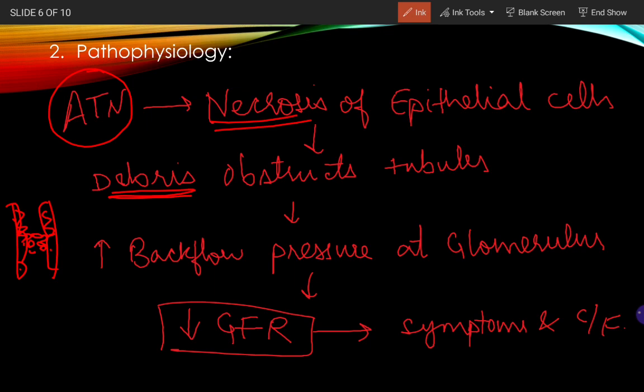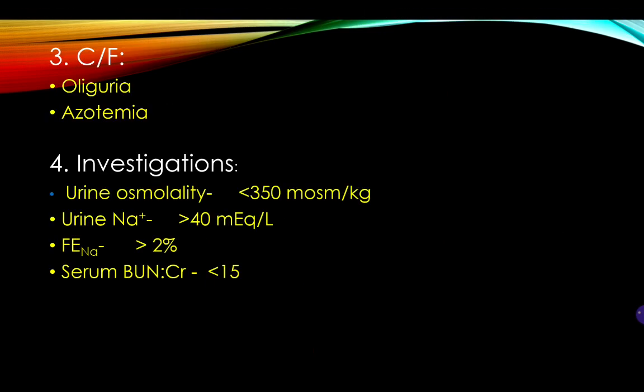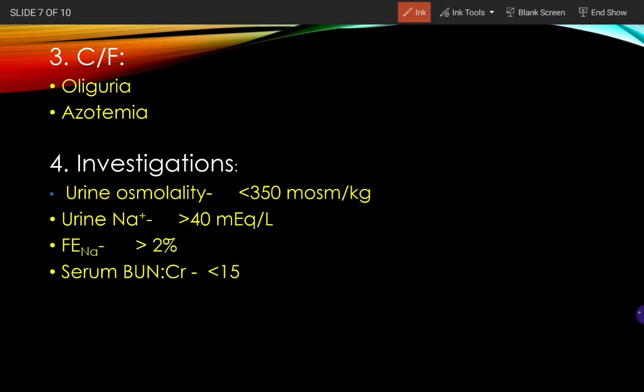Now this causes obstruction of the tubules. So when the filtrate comes in, it cannot travel further, so there's increased backflow pressure at the glomerulus. Due to the backflow pressure, there will be a decrease in GFR. Now this decrease in GFR again leads to your symptoms and clinical features. So again, what are the clinical features? They will be oliguria and azotemia, because your main kidney function is not taking place and your GFR is also reduced.